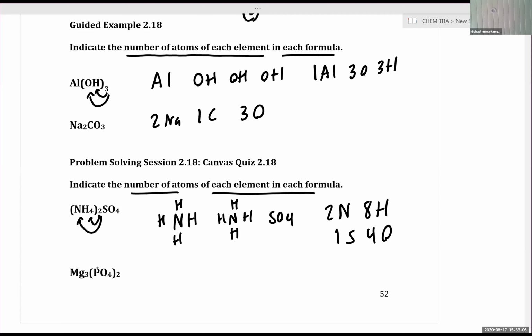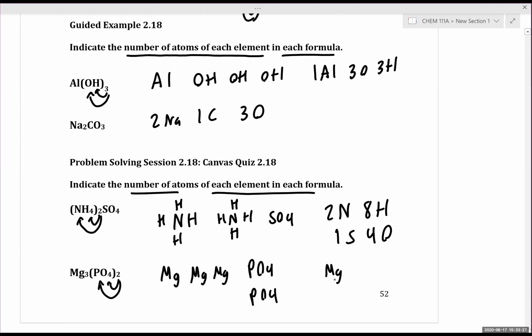Perfect. So for magnesium phosphate, we apply our subscript to everything in the parentheses. So we have our magnesiums, and then we have 2 phosphates. So how many total magnesiums do we have? 3. 3, yep. How many phosphorus atoms do we have? 2. And how many oxygen atoms do we have? 8. 8, yep. Perfect. This is something we'll be doing a lot in the next chapter when we focus on naming compounds.